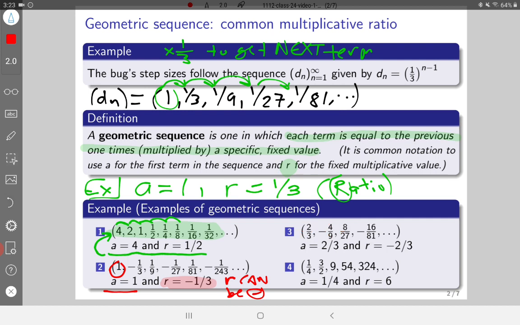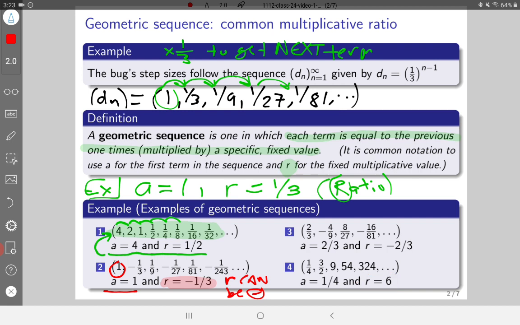And then just to give you a slightly different example in number 4, I picked a quote-unquote relatively large r value. I picked 6. It doesn't seem like a big number, but it's big in the sense of what we're going to talk about in the next slide, which I'll get to in a second. But it's bigger than 1, essentially. So what that's going to do is cause the terms of the sequence to grow in value.